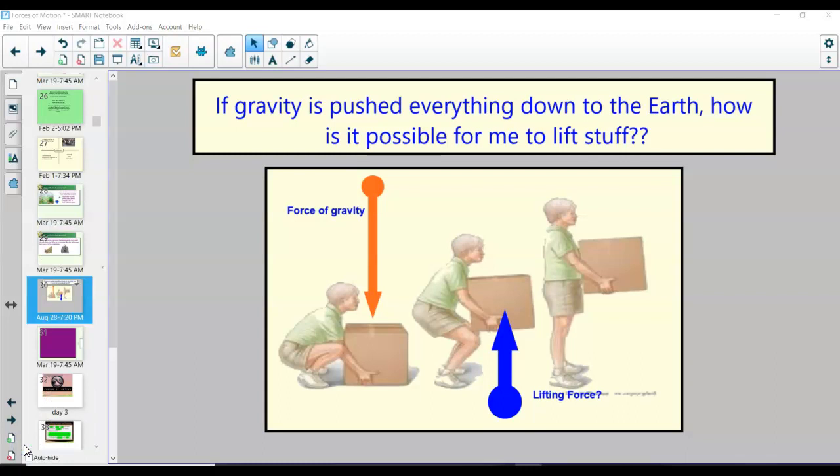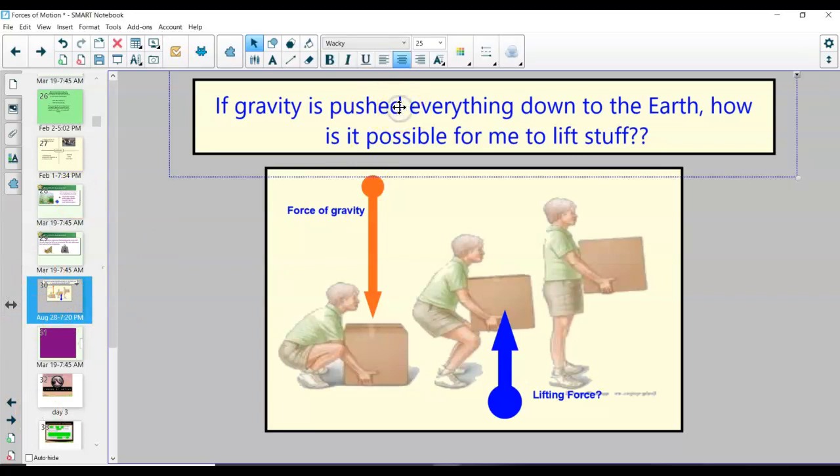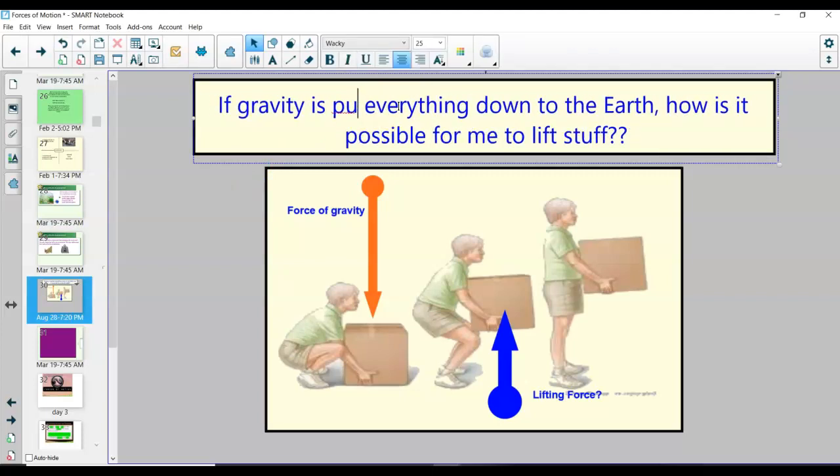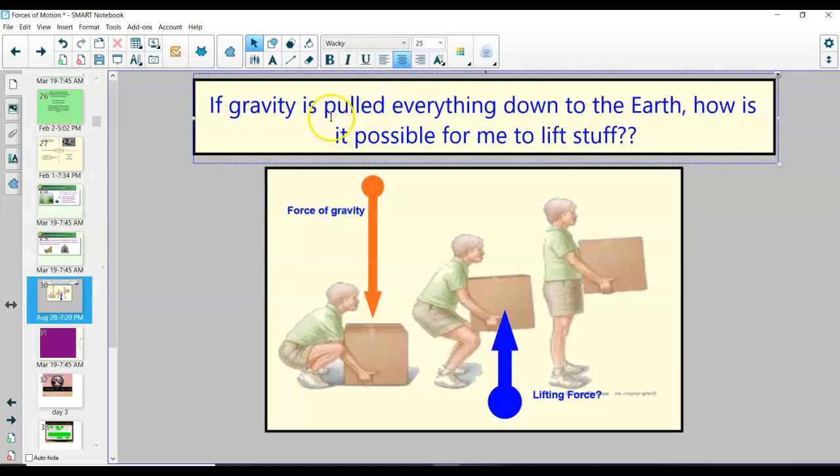So in this video, we have talked about gravity, that is pulling everything down to the earth, and how it is possible for you to lift stuff, now, pulling it down to the earth. So how can we go about lifting a heavy box? If the force of gravity has it pulled down, your lifting force must be greater.